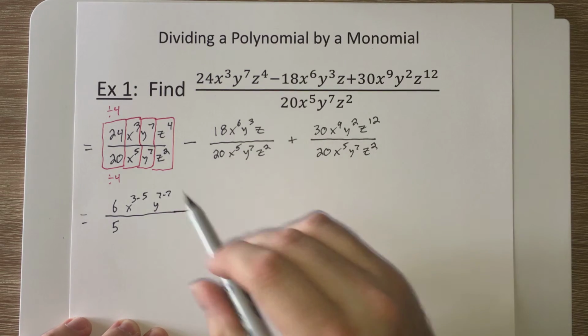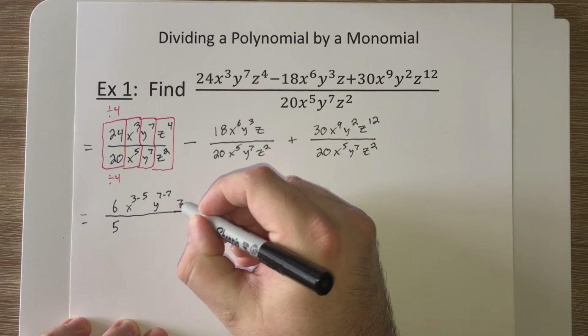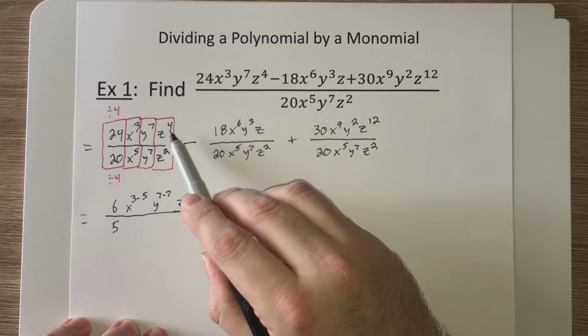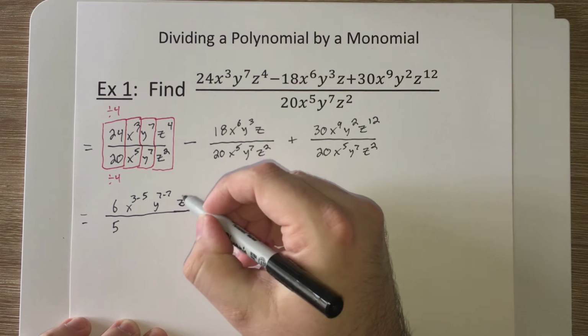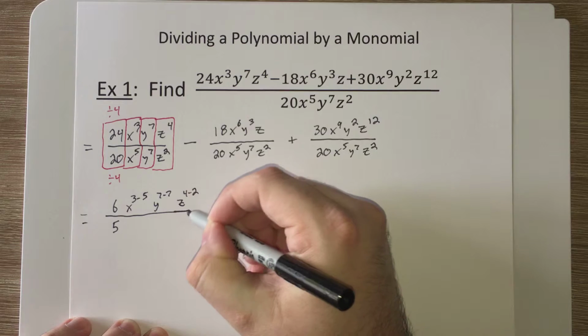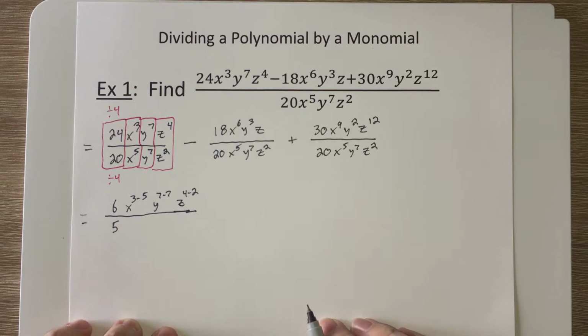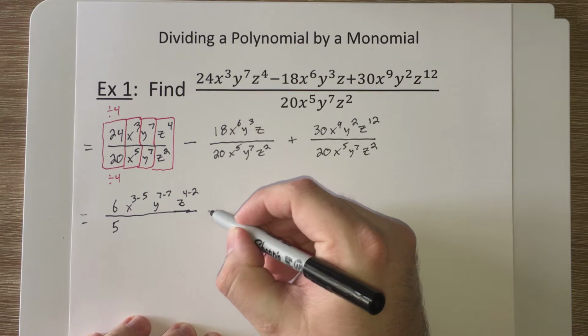When you divide the z's, again, write your answer on top. So we'll put the z on top. Then you subtract the powers. Make sure you do the top power minus the bottom power. So 4 minus 2. Okay, there's more simplifying to do there, but we'll come back to it in a minute. Let's go to the next fraction.